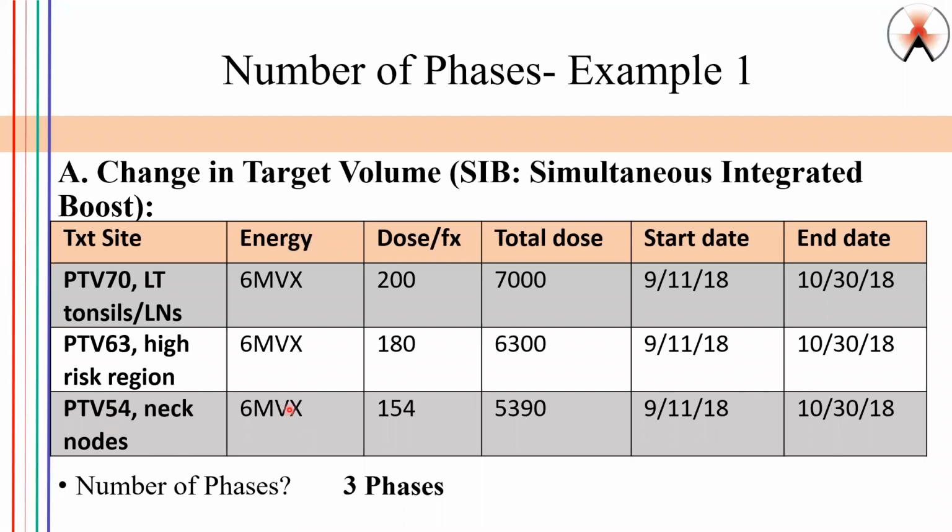And there's a lot more information that you can gather out of here. If you look at the energy, now we know MV, that tells me that it's photons. So my modality code should be 02 in this case. But back to the number of phases. This is clearly 3 phases because we have a change in target volume. How many changes in target volume? 3 of them.